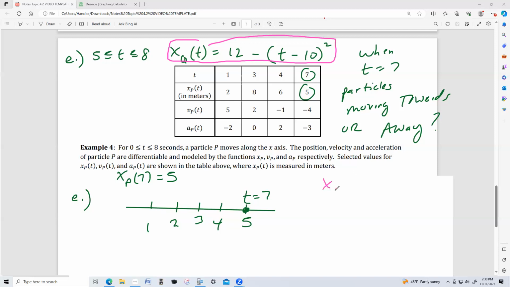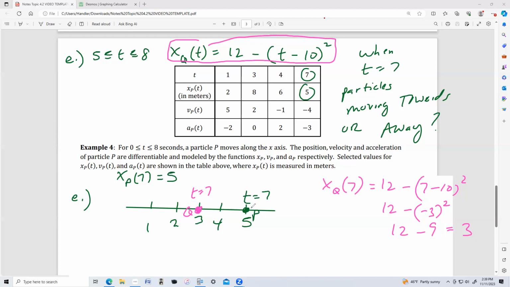So particle Q's position at time 7 is 12 minus, we're going to replace t with 7, minus 10 squared, which is 12 minus (7 minus 10 is -3) squared. So that's 12 minus -3 squared, which is 9. 12 minus 9 is 3. So at time 7, particle Q is at 3. So it's here, okay? So this is particle Q at time t equals 7. It's at 3. And particle P is at 5 at t equals 7.